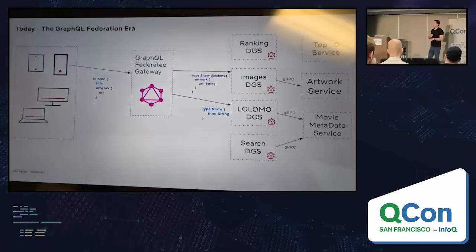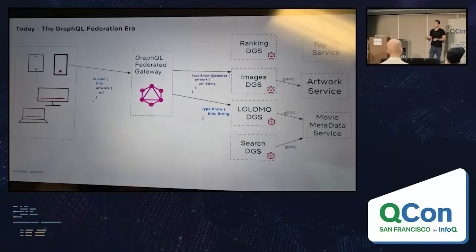Your device doesn't care that there might be a whole bunch of different microservices in the backend, and that these different microservices might provide part of that schema. Now, on the other side of the story, on the microservices side, in this example, our LOLMO DGS is defining a type show with just a title. Now, the images DGS can extend that type show and add an artwork URL to it. So these two different DGSs don't know anything about each other than the fact that there is a show type, but they can both contribute parts of that schema even on the same types.